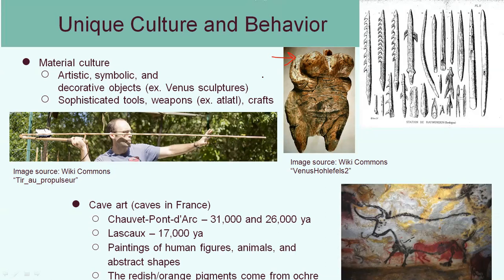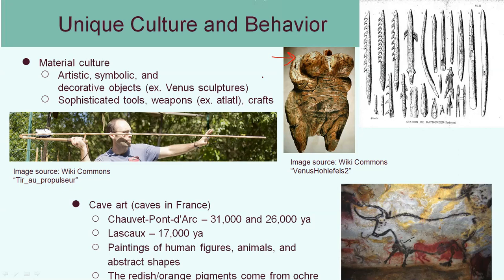We also see more sophisticated tools. So yes, there are definitely still stone tools, but we start seeing the appearance of bone tools. And bone tools can be carved in many more ways than stone can, so they're a little bit more flexible in their design. And we see some unique new weapons like the atlatl.